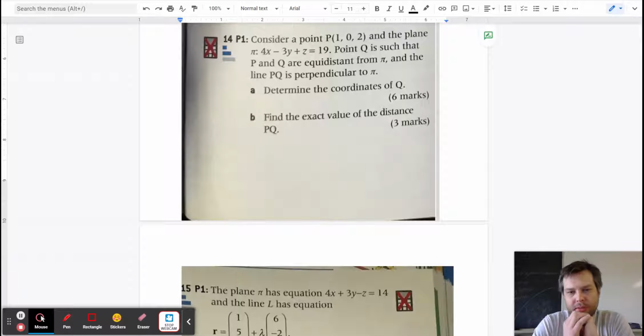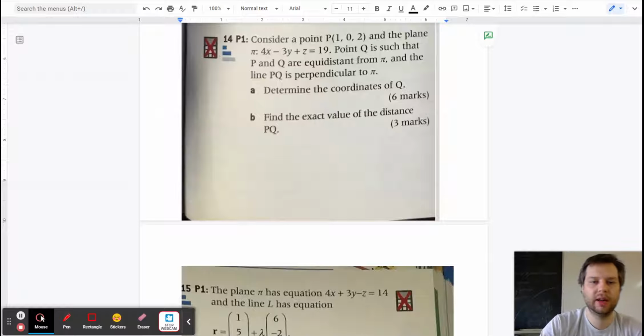All right, here we go. Problem 14. We've got a point and we've got a plane, and we have point Q such that P and Q are equidistant from pi and PQ is perpendicular to pi.